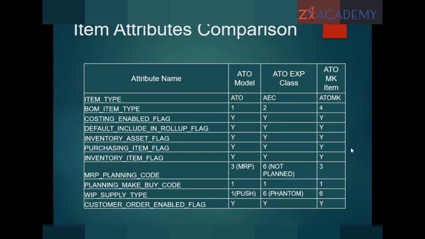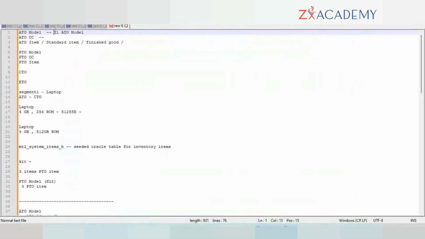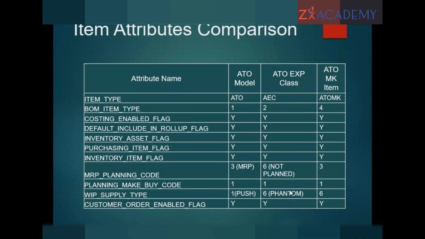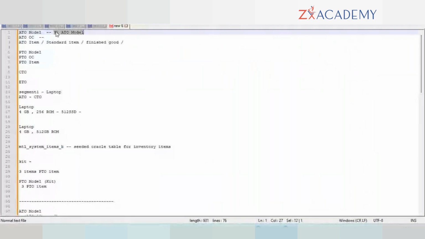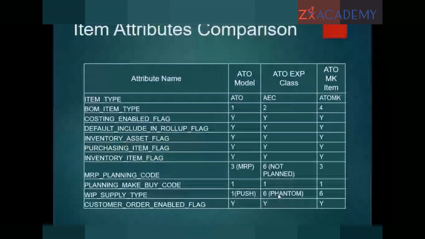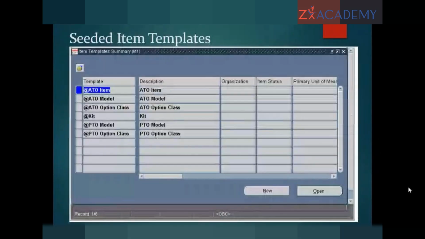Sometimes there will be a chance that for this make item or this option class, you have to make it an operation pull or set a WIP supply type, something like that. At that time you will create a separate class and a separate template for it, or you will take a copy of this created one and make these changes there. So that later on, whatever items are assigned with this class will have the changes, like operation pull, instead of random. So these are the seeded item templates.